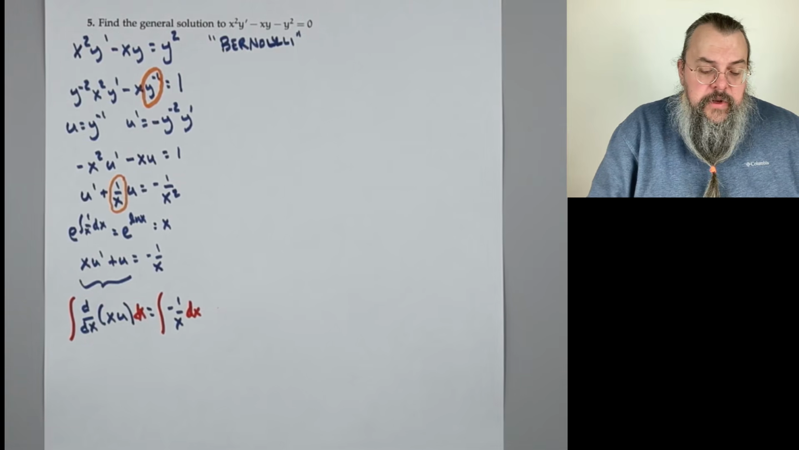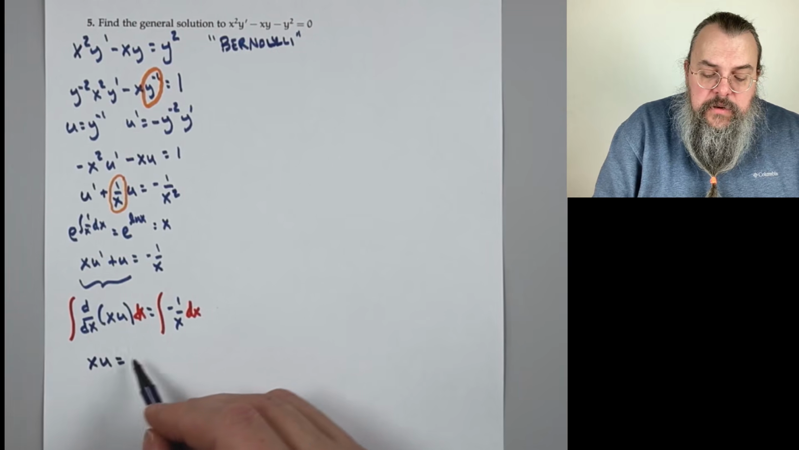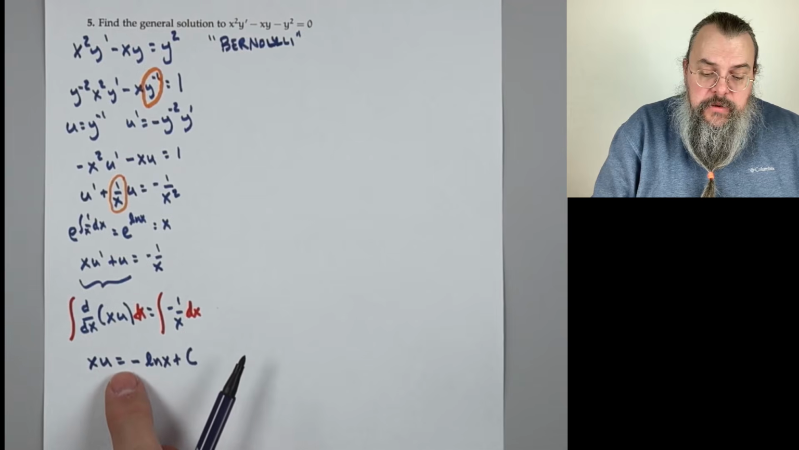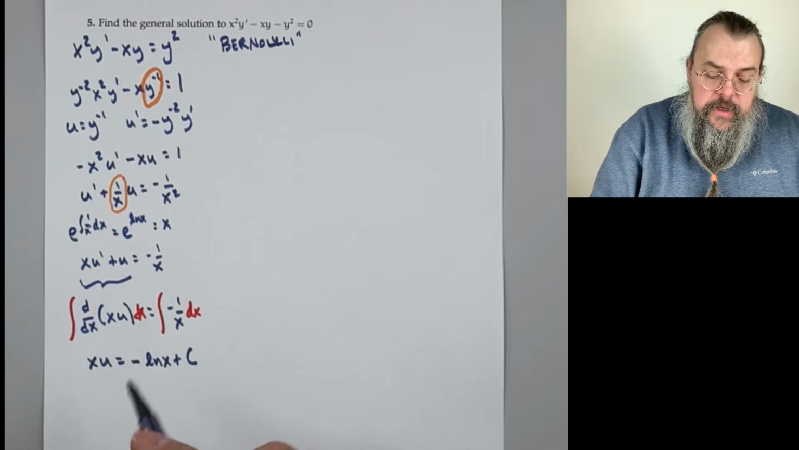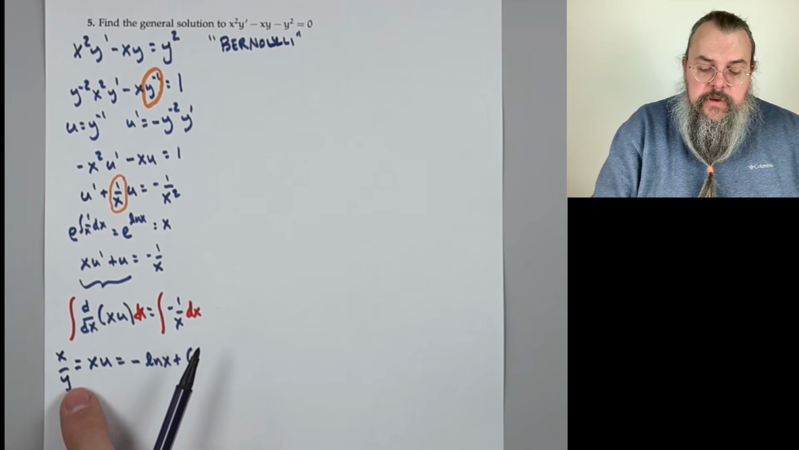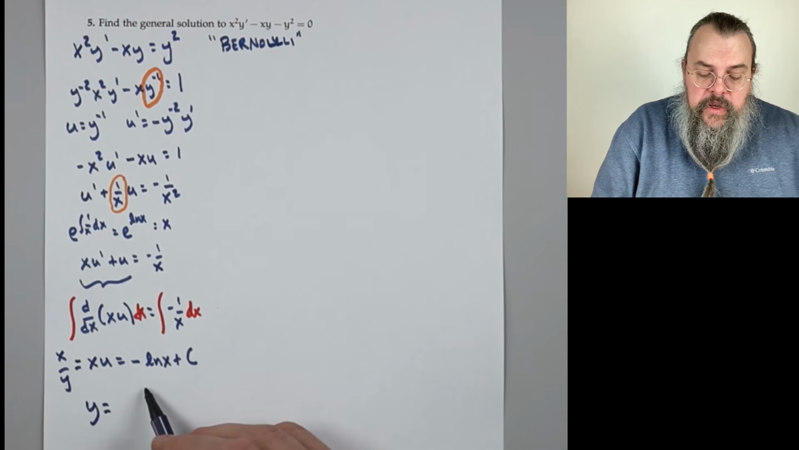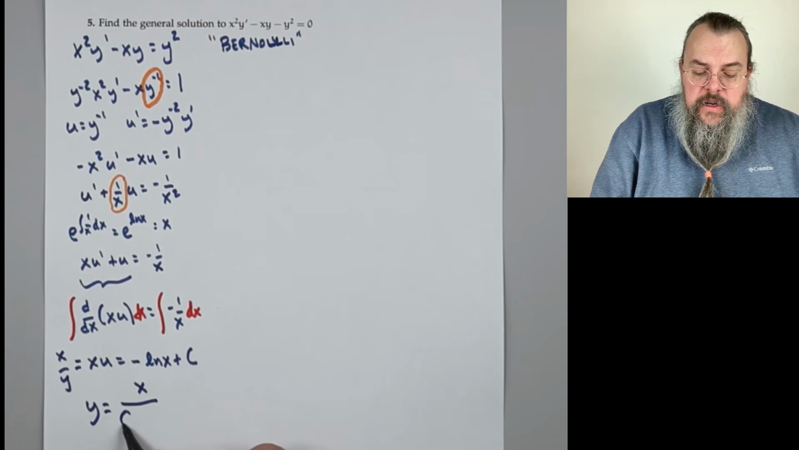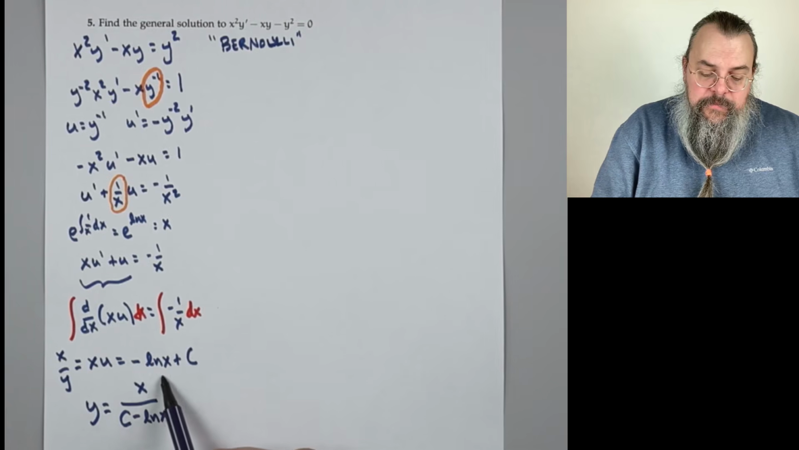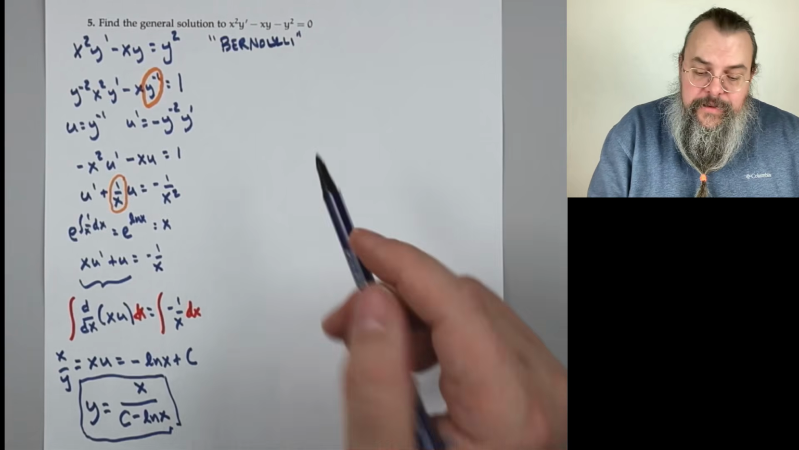And what do we get? Well, we get that x times u is equal to minus log of x plus c. But u, remember, is y to the minus 1. So this is really x over y. Well, now you can multiply the y across, divide that across, and you get that y is equal to x over, and I'll write it as constant minus log x, because that looks better than minus log x plus constant. And there we go. Now, I said this is one way to see it.